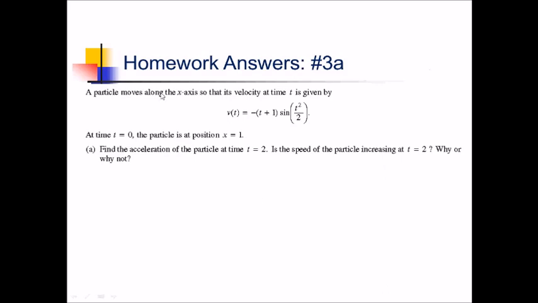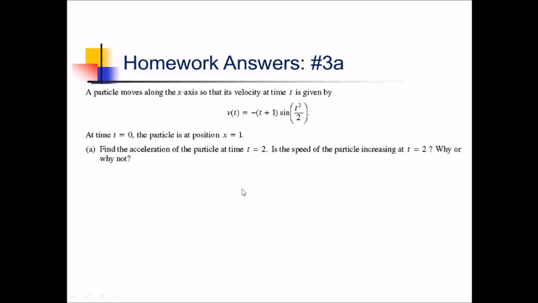For this problem, we have a particle going along the x-axis with a velocity given by this v of t function here. And at time 0, the particle's at position 1. Awesome. We want to find the acceleration of our particle at time 2 and then figure out if the speed is increasing there.